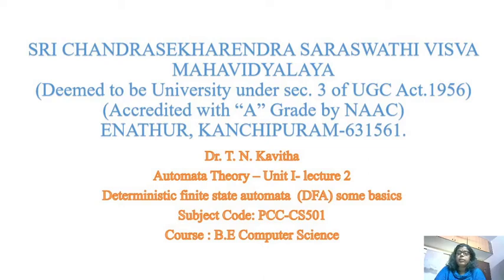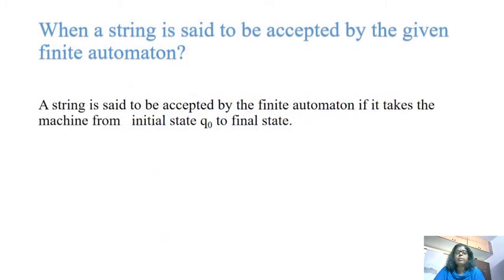Today in this lecture we are going to see some basic definitions in deterministic finite state automata theory. When is a string said to be accepted by a given finite automaton? A string is said to be accepted by a finite automaton if it takes the machine from the initial state to a final state. So, if the string can take the automaton from the initial state to the final state, that string is accepted by the automaton, we say.